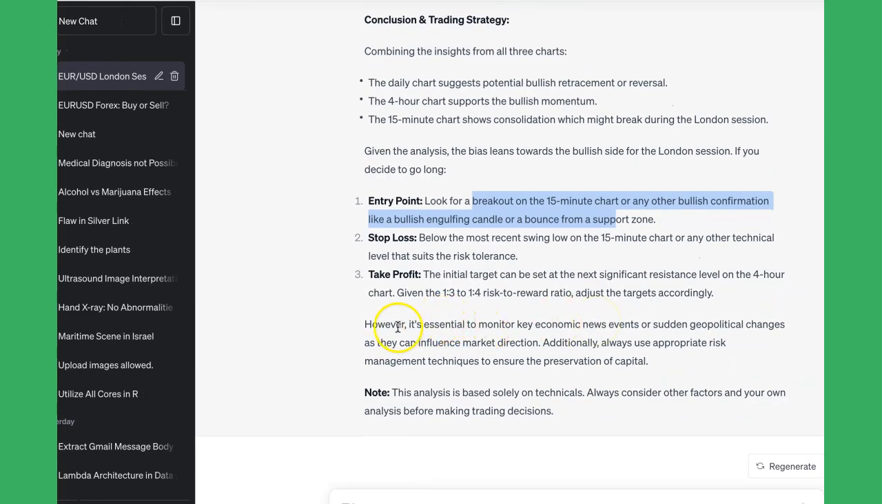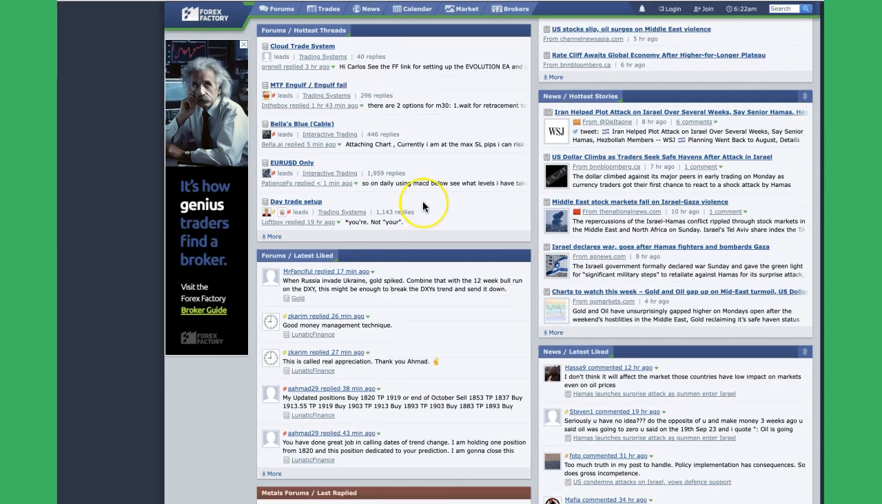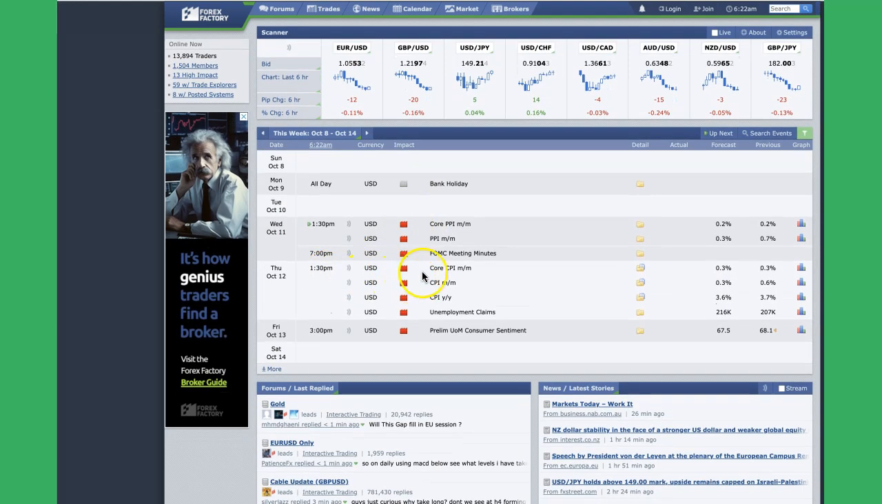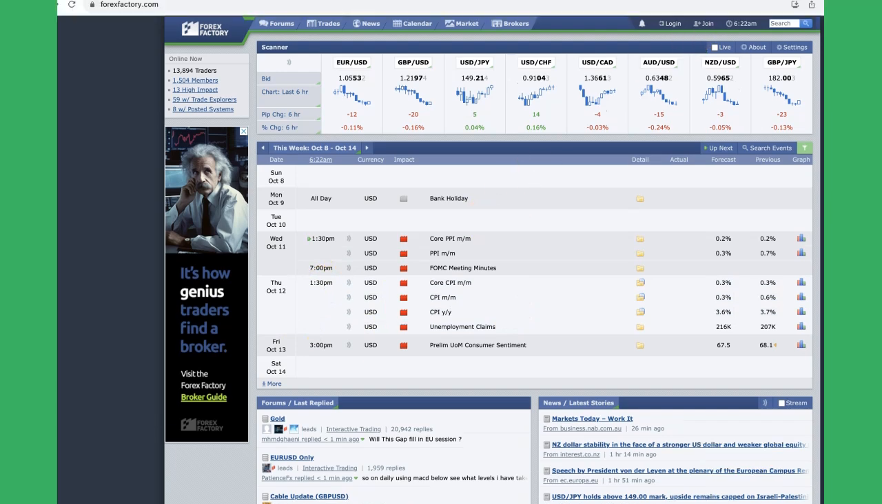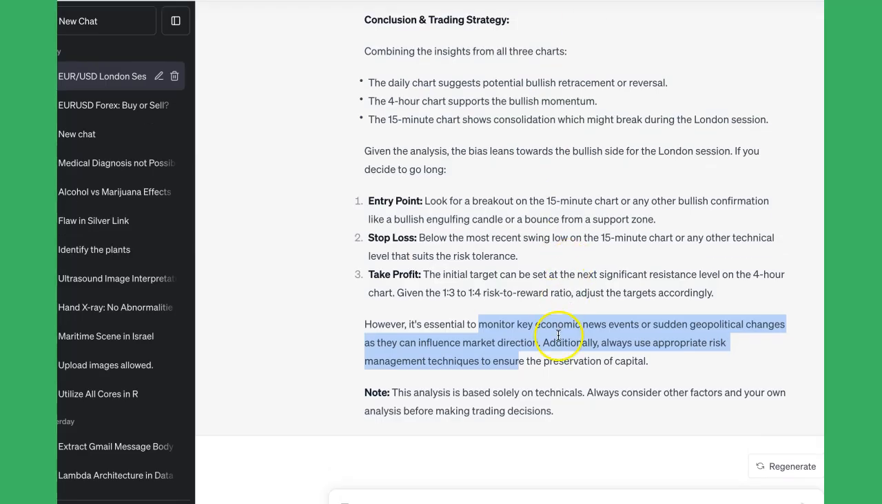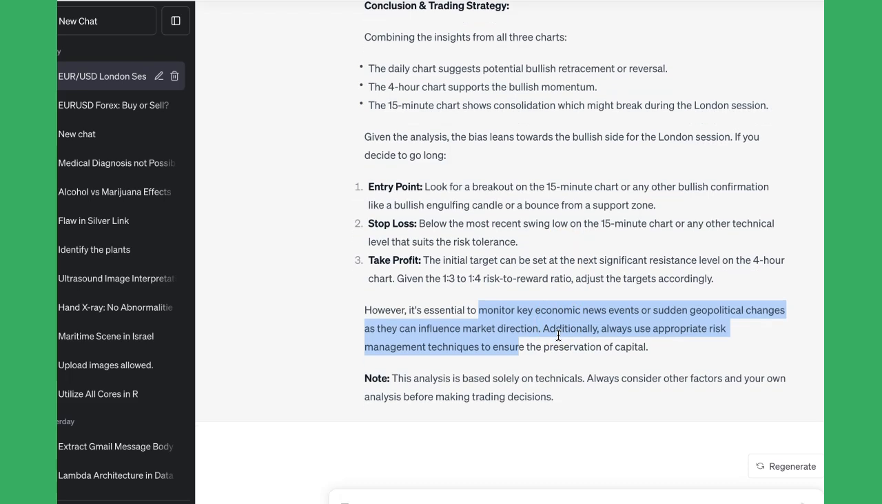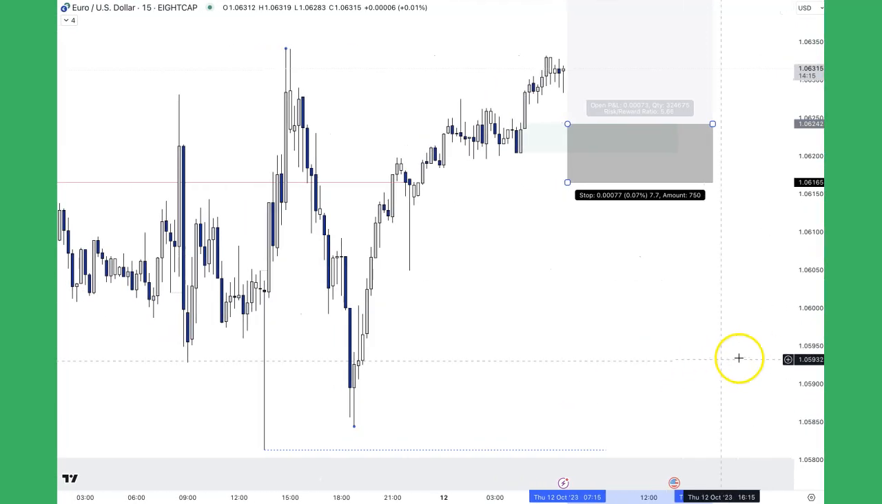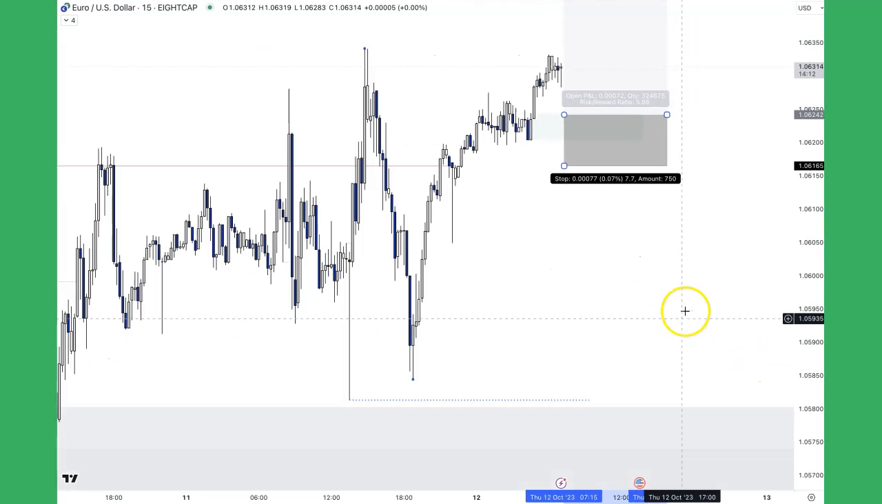So yeah, and it says it's essential to monitor key economic news. Today we do have news. We have 1:30, oh, it's CPI, unemployment. So we need to be really careful. Additionally, use appropriate risk management to ensure the preservation of capital. This analysis is based solely on technicals. Always consider other factors. Yeah, so that's about it, and I think it's pretty decent.